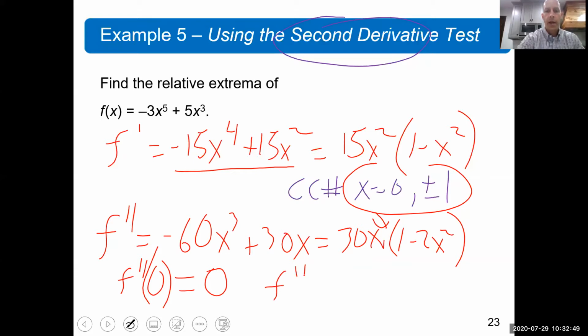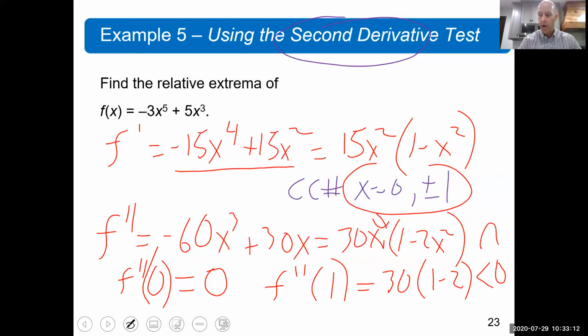However, if I plug in f double prime of, let's say, 1, let's do 1. If I plug that in there, I'm going to get 30 times, and then 1 minus 2. So I think that that's going to give us a negative value, so that's less than 0. So that means that this is going to be concave down, which tells us that at x equals 1, we have a relative max using the second derivative test.